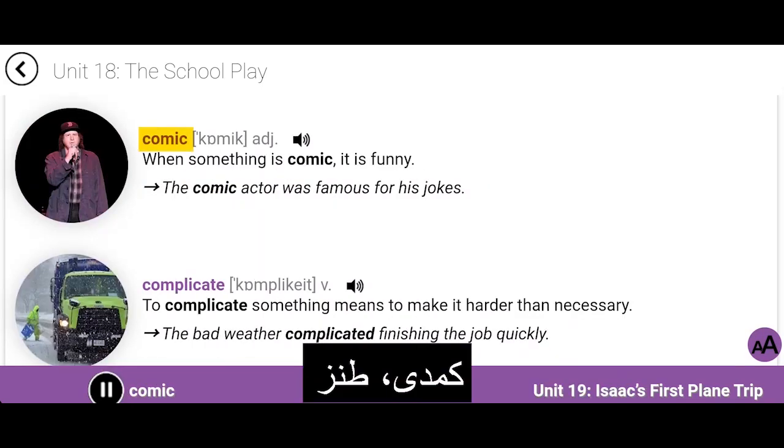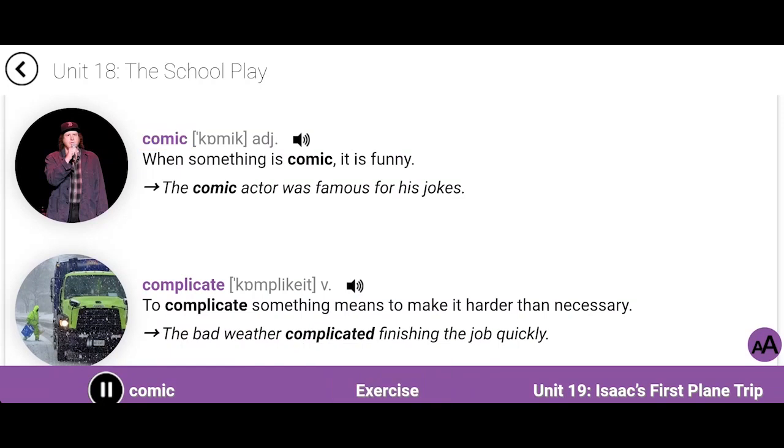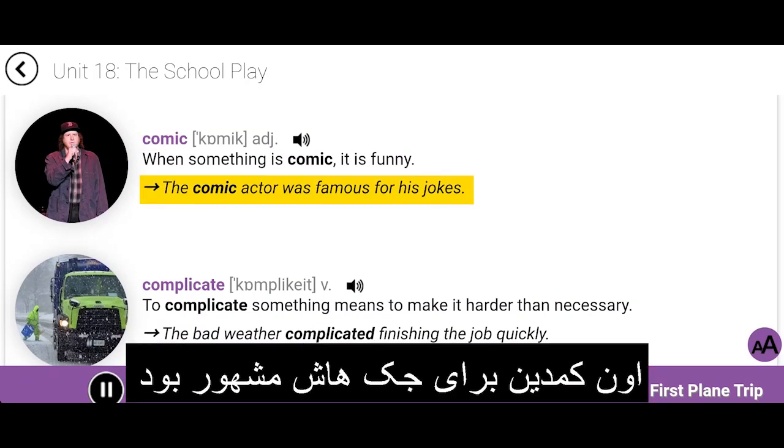Comic. When something is comic, it is funny. The comic actor was famous for his jokes.